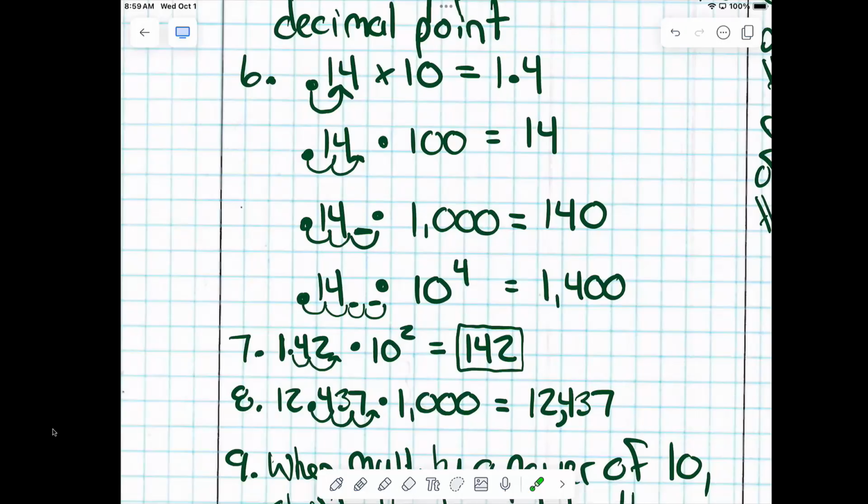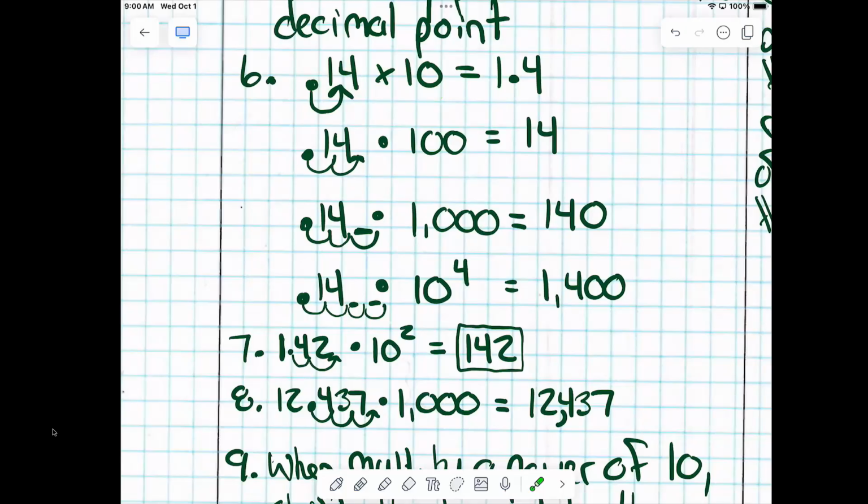So let's look at number 6. Eyes on the screen here. If I have 14 hundredths, yes? Yes. And I'm multiplying by 10. First question is 10 a power of 10? Yes. Yeah, it's the first one, right? So how many zeros are in 10? 1.